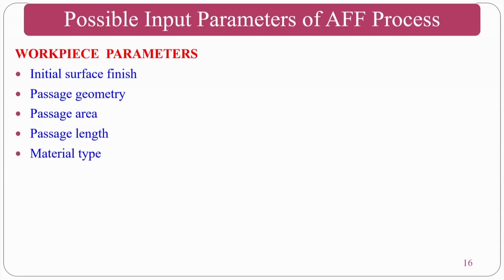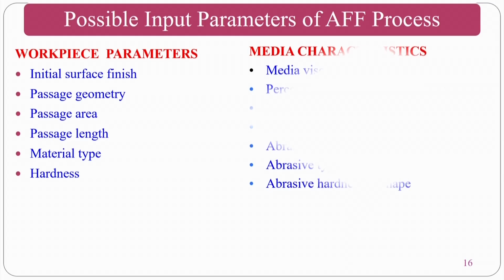Material type: if the material is ductile, material removal will be very good. If the material is too hard, it will take more and more number of abrasive cycles. So, if the hardness is more, you have to go for high hard abrasive particles, and you can get the surface roughness as per your requirement.